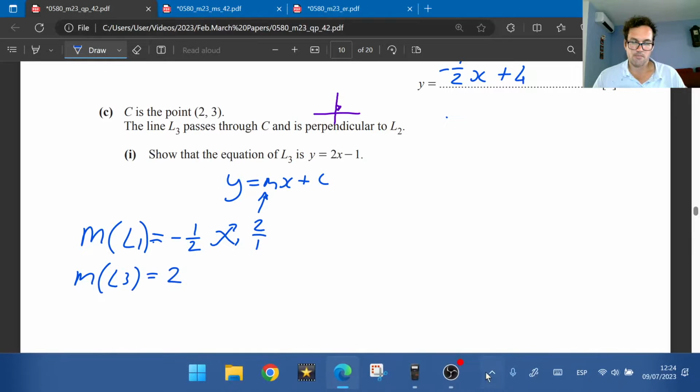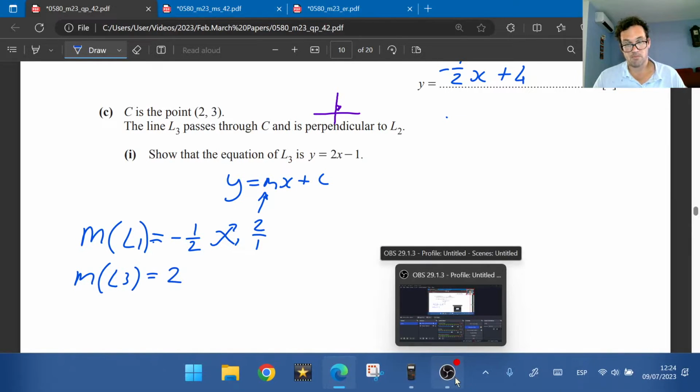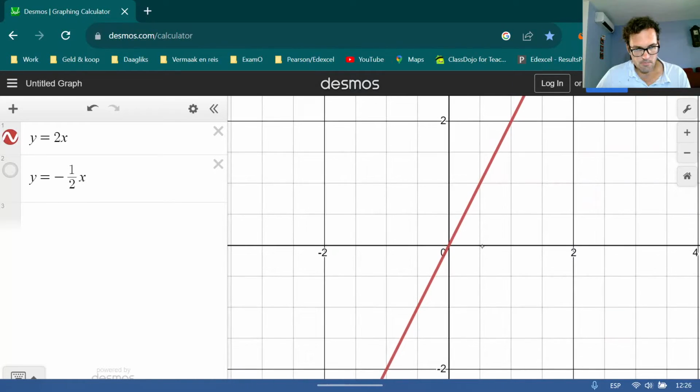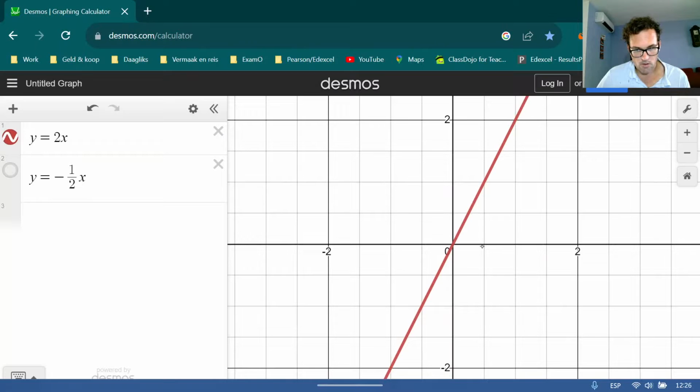Did you get that? Let me explain it a little bit better. Right, so here I got the line in red of the line y equals 2x, okay? And you can see the gradient is 2. Because for every 1 square that you go to the right, you go 2 squares up.